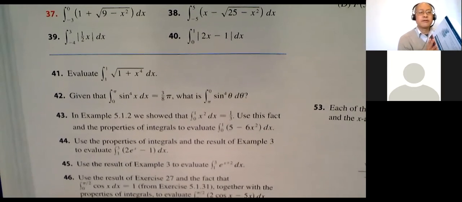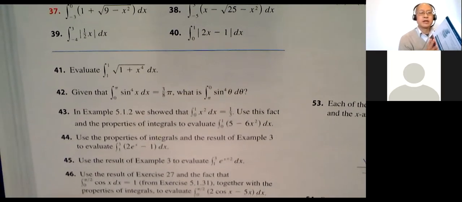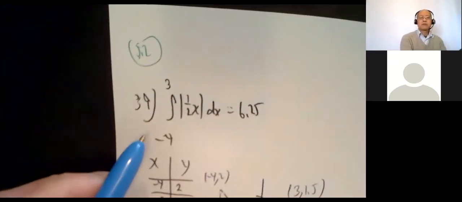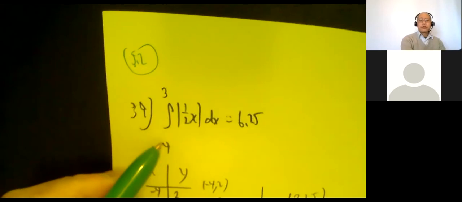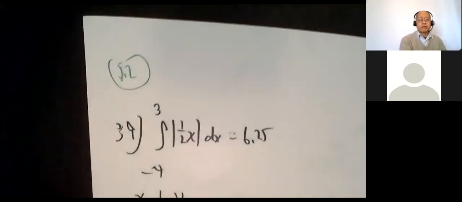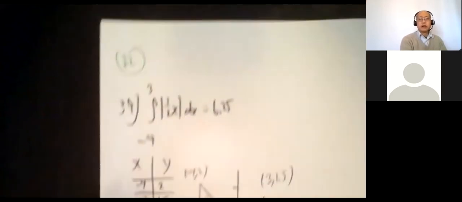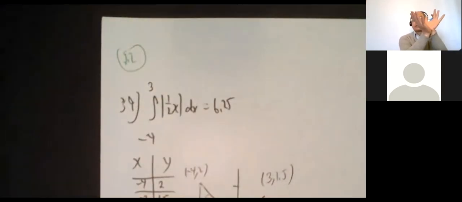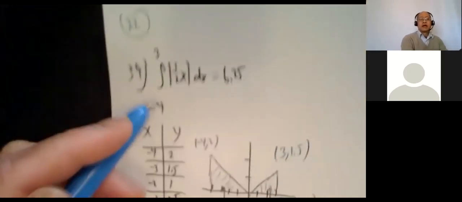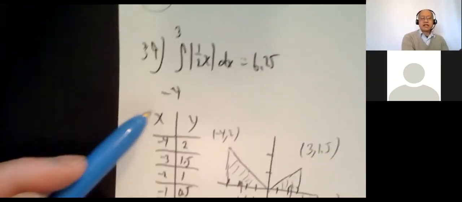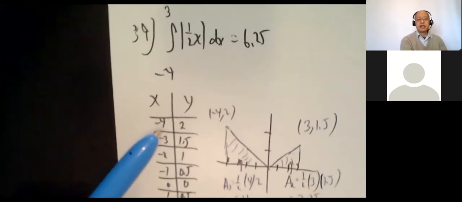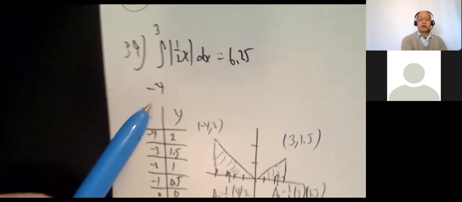39, -4 to 3 of absolute value of a half x dx. All right, now you could use your rules of transformations of the absolute value function. You know, the absolute value is V-shaped. And take half of that, or you can just make a little mini table. I thought it was easier just to make a little mini table here. Go from -4 to 3.